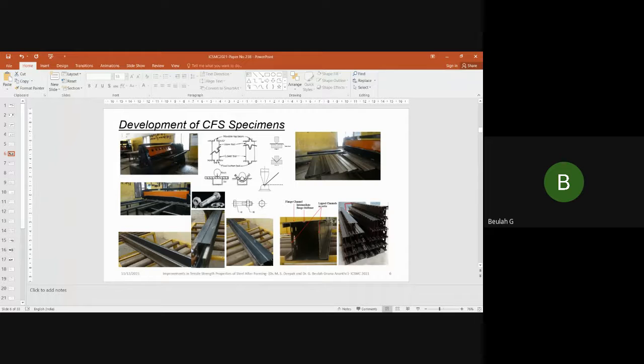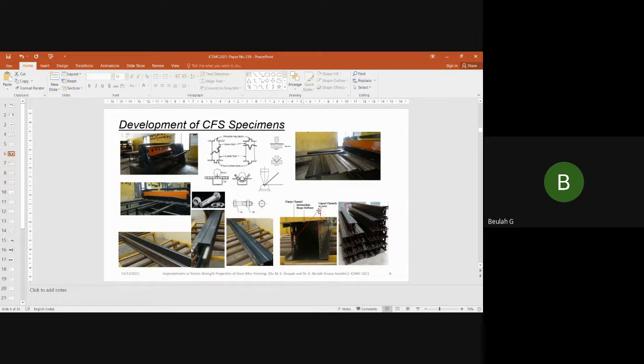So the developments of the cold form specimens, you can find how this press breaking is formed from the sheets. The sheets are cut into the segments, depending on your geometrical cross sections. Each and every individual is cut and then they are assembled. They can be assembled using bolts, which are called M10 grade bolts, or if the thickness is very less, we can even use self drilling screws.